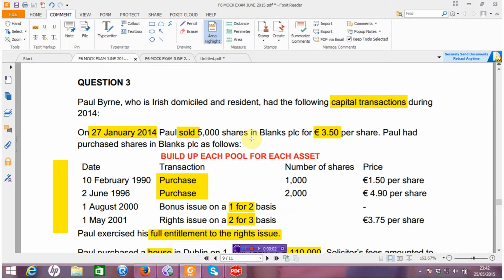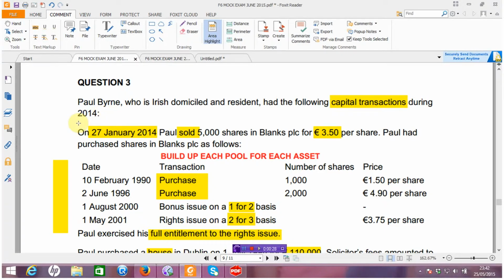Hi everyone, this is a short screencast for Independent Colleges Dublin for F6 Taxation, covering question 3 of the May 15 mock exam. This particular question covers the CGT area, and in this question we have a number of disposals, and we're simply required to calculate the CGT payable. So let me take you through that now.